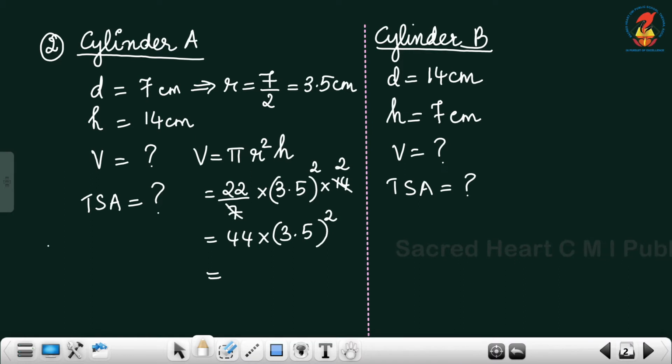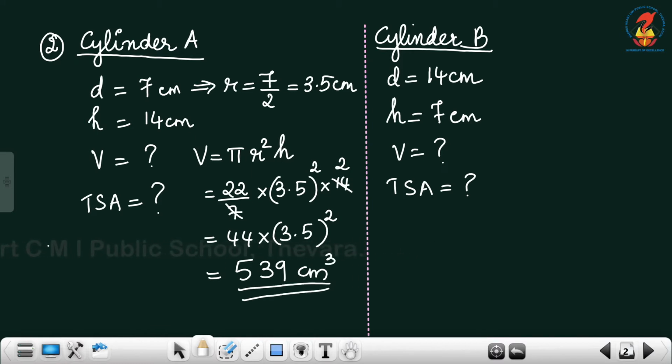Children, you need to do the calculation in your working column, and after simplifying you will get the answer as 539, and since it is a volume, the unit will be cubic centimeter. 539 centimeter cube you will get.